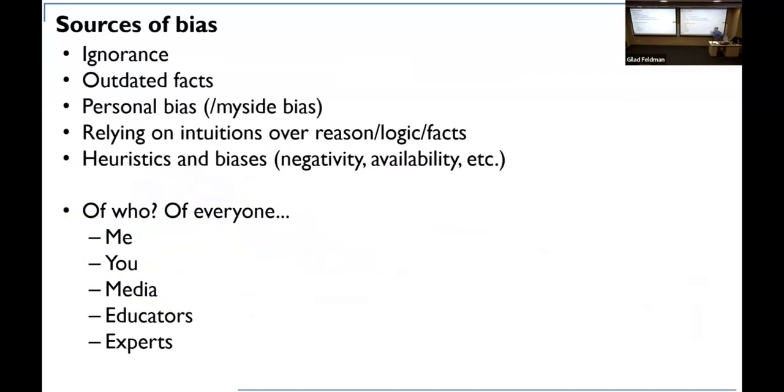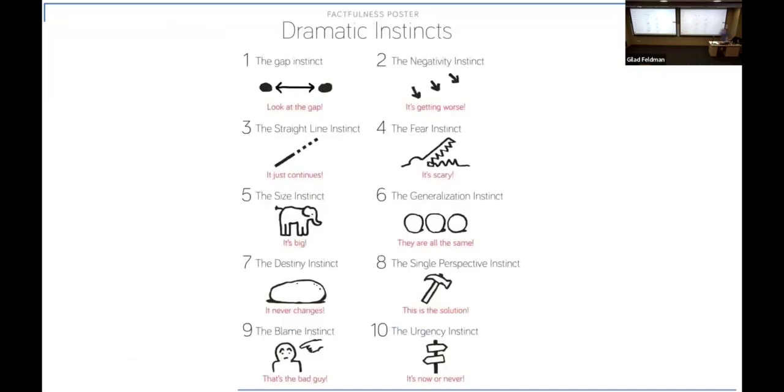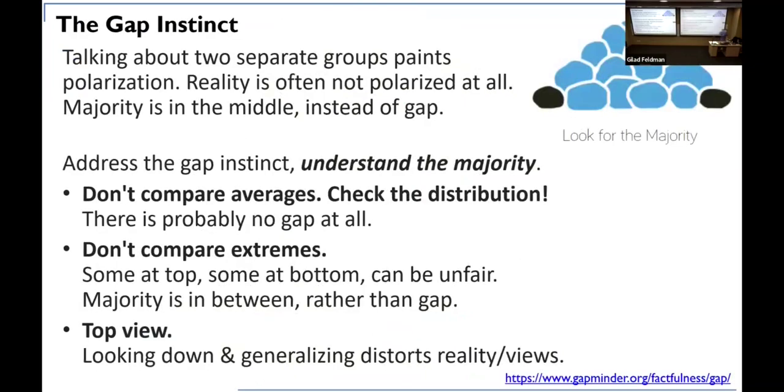So what are the sources of bias that we have? We have a lot of outdated facts. We have a lot of personal biases, my side bias. So Democrats and Republicans, or whatever the political affiliation is, tend to see things very, very differently. A lot of relying on intuitions and heuristics and biases. So Gapminder tried to summarize everything for us. Many of these things are things that I do research about. So for example, negativity bias is the tendency for us to focus on things that are negative. So we're going to look at 3 of those.